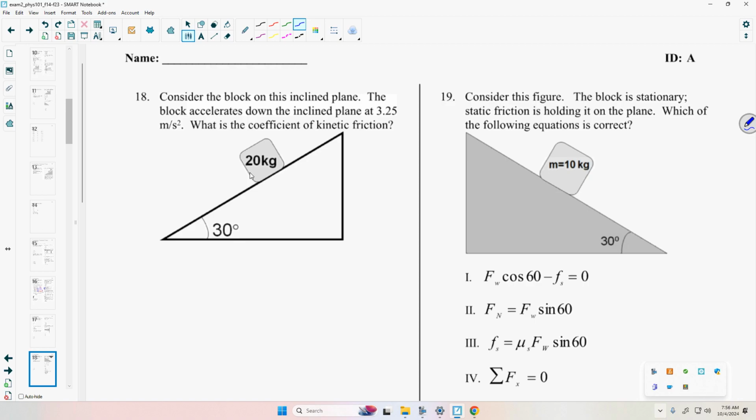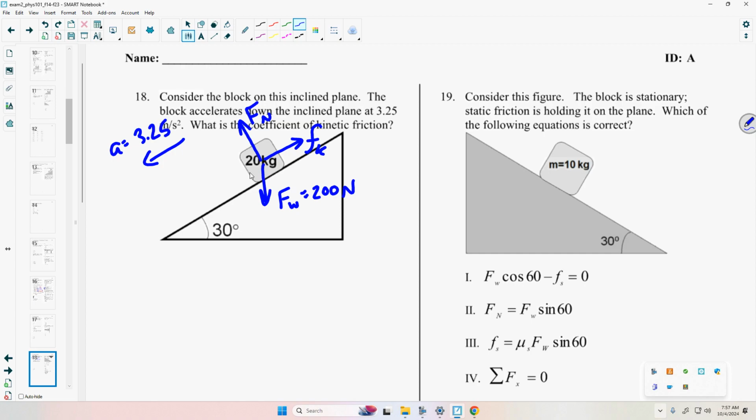Here, I want to draw my forces. Right? I have a weight that acts downward. By the way, that weight is 200 newtons. That's 20 kilograms times g. I know that it's accelerating down the inclined plane, so that tells me that my frictional force is right there, up the inclined plane, and my normal force is like that. And then I'm just going to draw an arrow to remind me that my acceleration is 3.25.